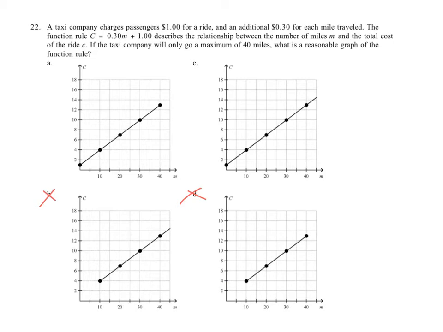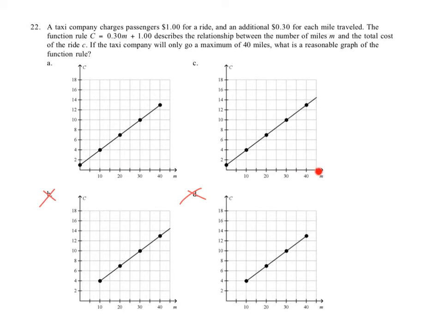Now, as the number of miles goes on, you see us going along this x-axis, the number of miles. Well, as it pointed out, you can only go a maximum of 40. It needs to stop there. You can't keep calculating for what the cost will be beyond 40 miles because the driver can't go past that.